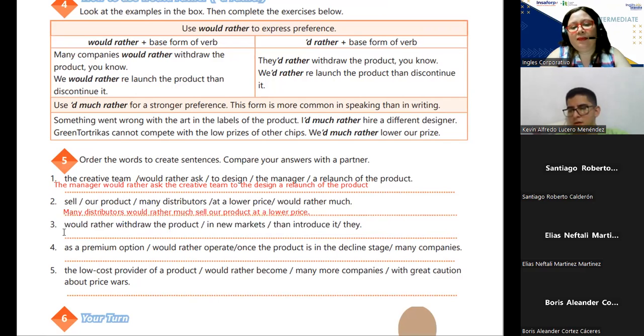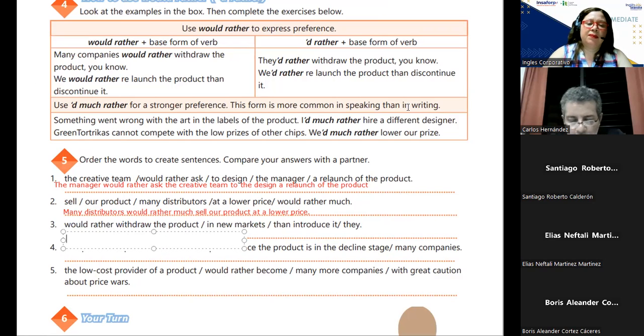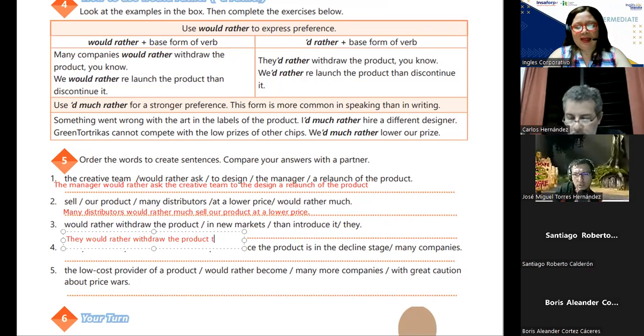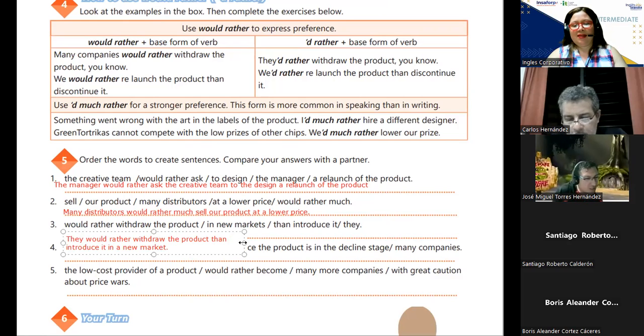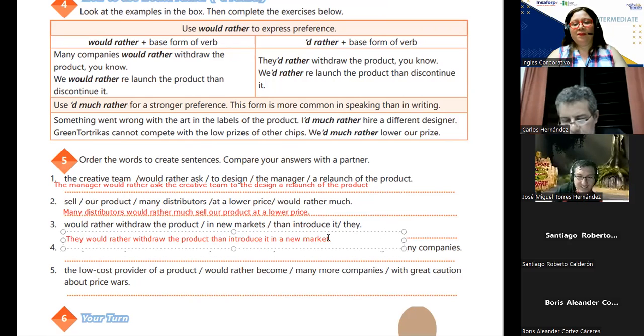Next. What's the subject? They. They would rather withdraw the product in new markets than introduce it. Again. They would rather withdraw the product in new markets, then introduce it. Then introduce it in a new market. In new markets, with plural S, right? With S. Markets.